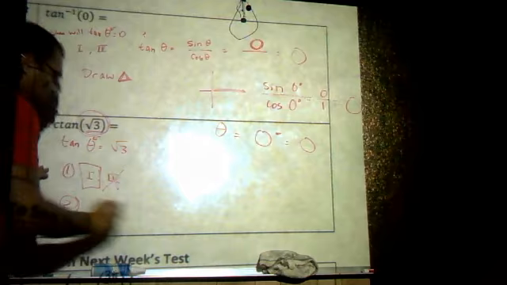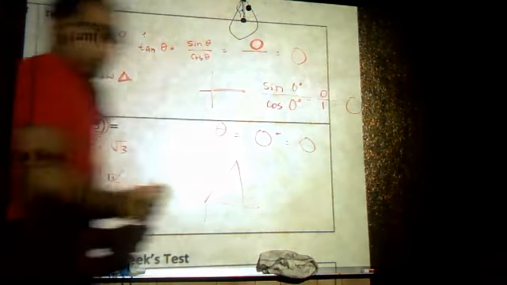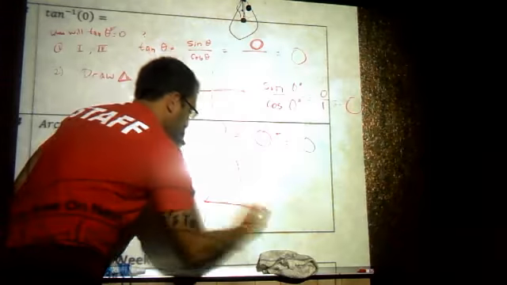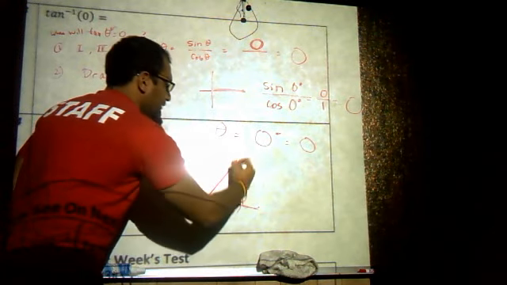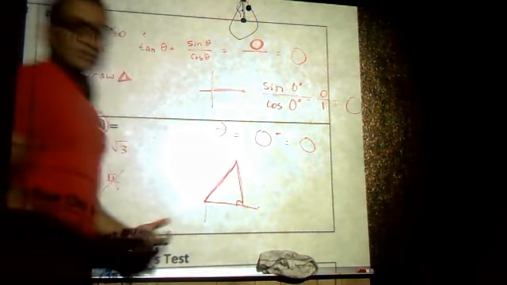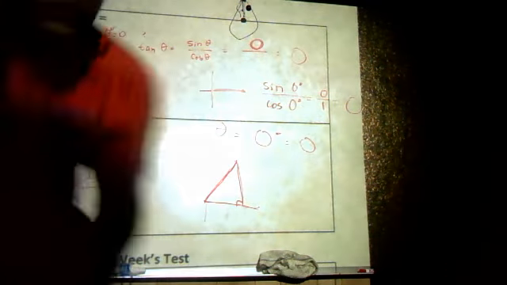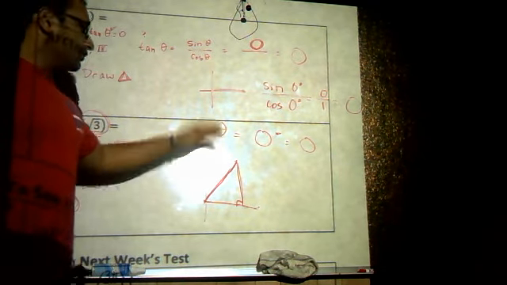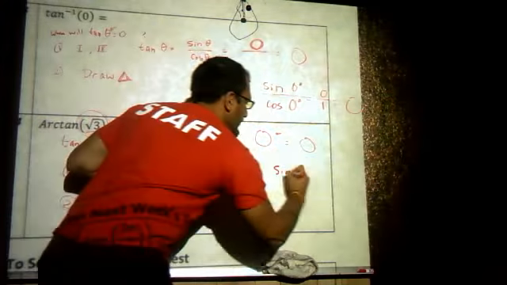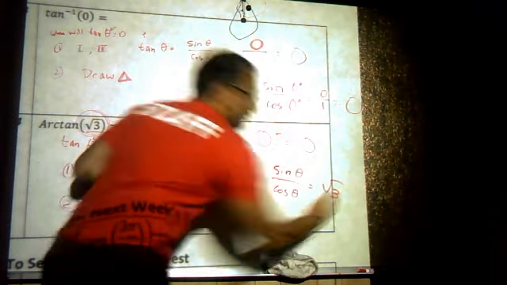The second thing I do is draw my special right triangle. What special right triangle has a square root of 3 in it? 30, 60, 90. Okay, so what you have to figure out is how you can draw that triangle so that the sine of some angle divided by the cosine of that same angle equals the square root of 3.